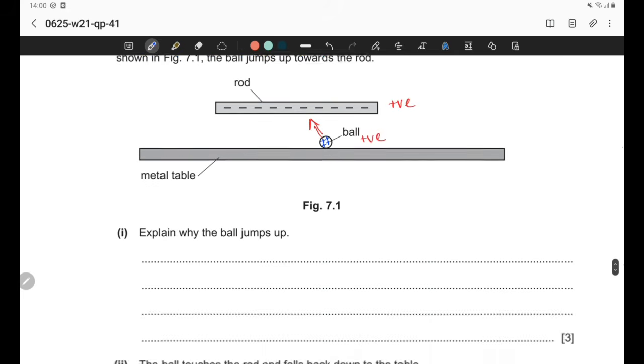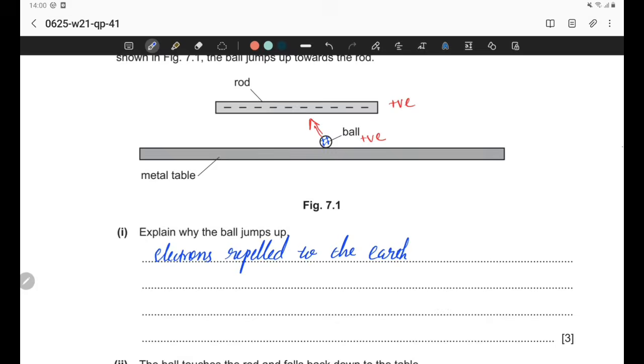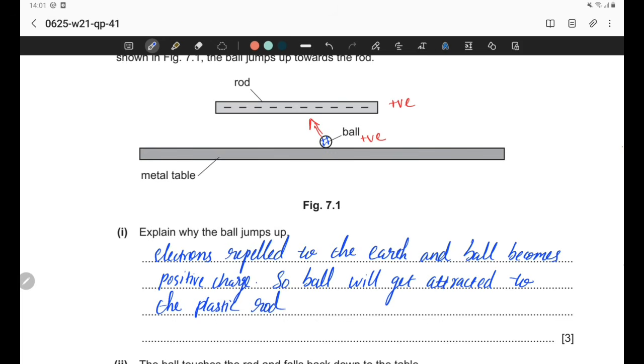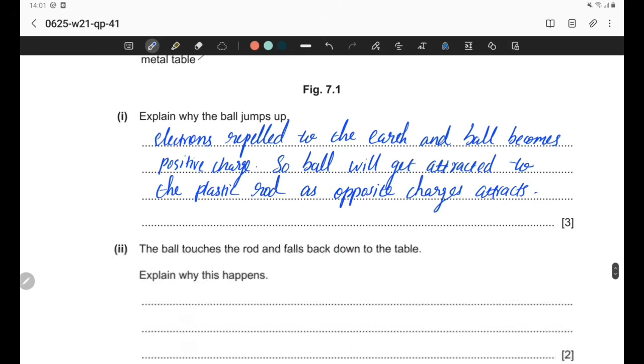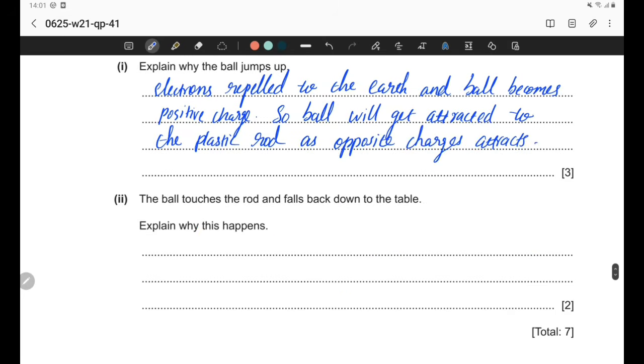So first point we can write down all the electrons from the ball will be repelled to the earth. So the electrons repel to the earth and ball become positive charge. Then we can write, so ball will get attracted to the plastic rod as opposite charges attract. Part 2, the ball touches the rod and falls back down to the table.